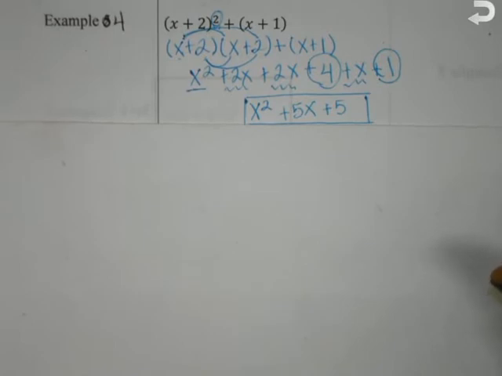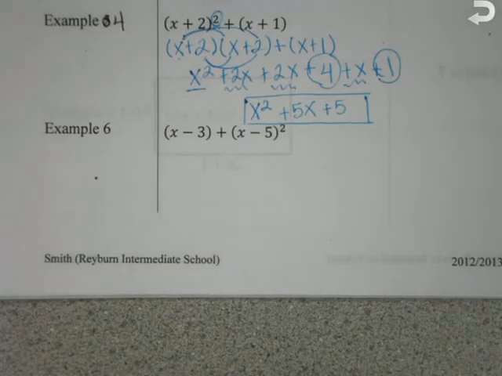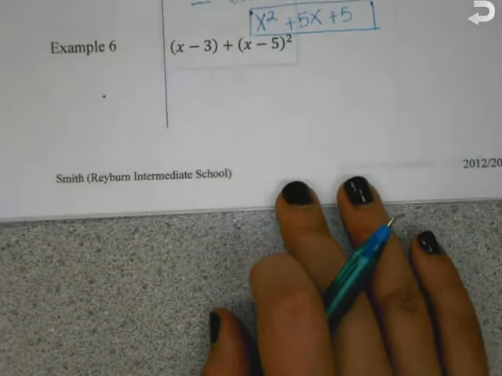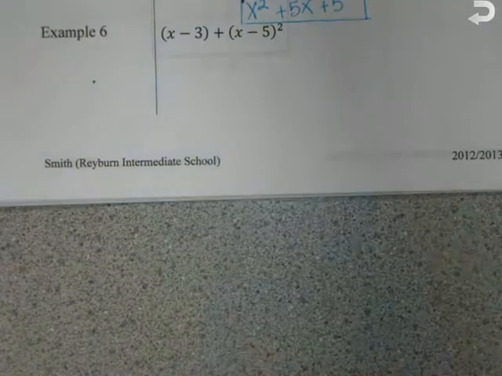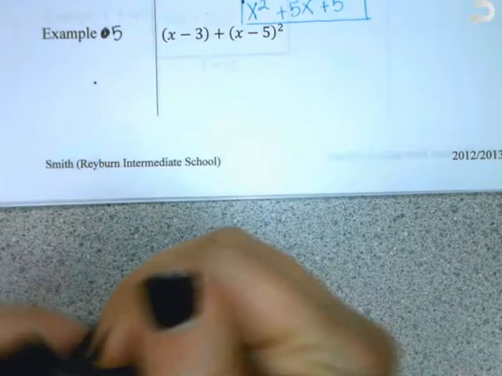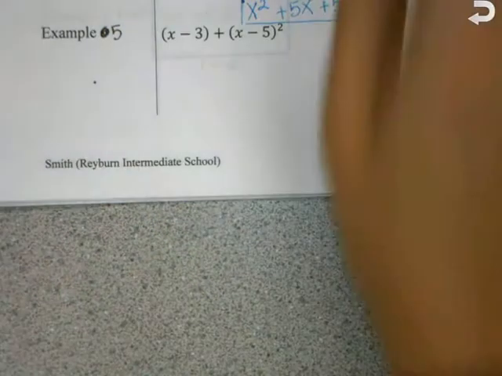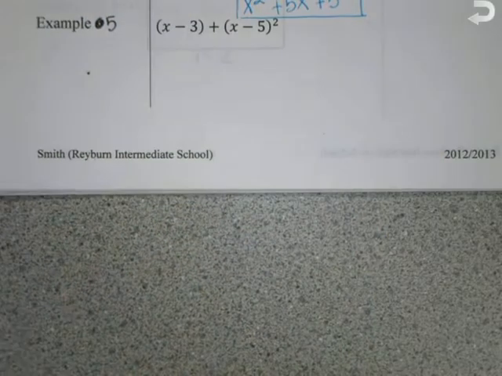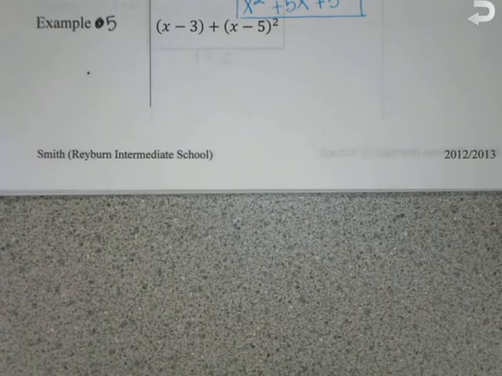Let's do example 6. I want you to try this all by yourselves. I mean example 5. Typo. Example 5, do it by yourselves. Okay, so for this problem, what is the first step? What do I need to do first before I can start any math? Andrew. Perfect. Expand the x minus 5 squared.